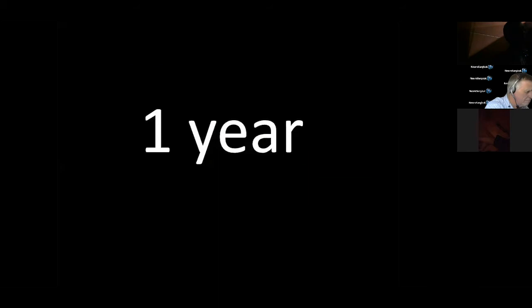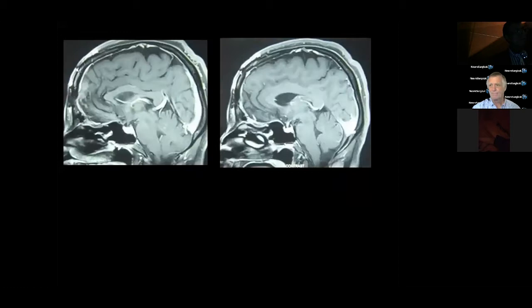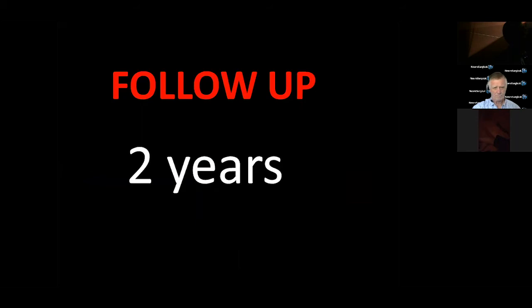And this is when she came to the clinic for follow-up. After 1 year, this is her MRI. You can see it clears, and it's still beautiful. Okay. 2 years follow-up. Again, you can see.